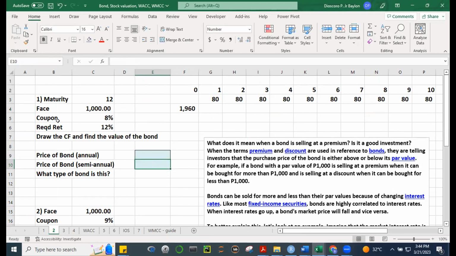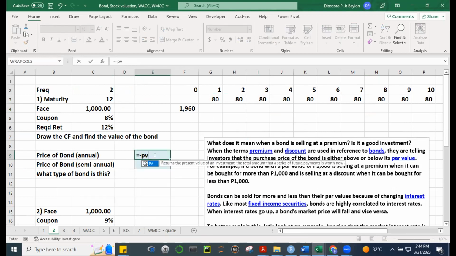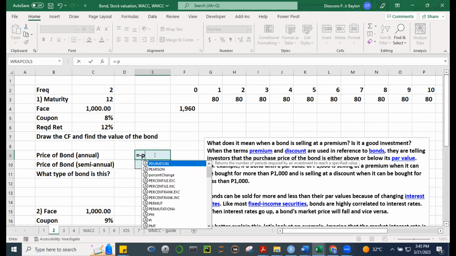12% over 12%. Semi-annual, di ba? So our frequency per year will be 2. Semi-annual. So it will be equal to negative PV.